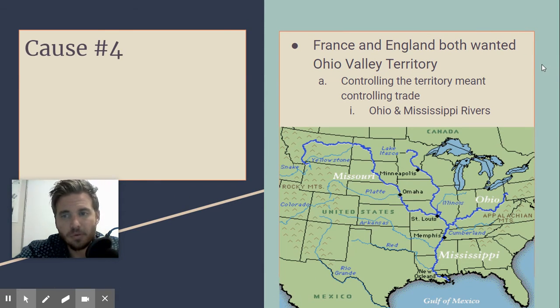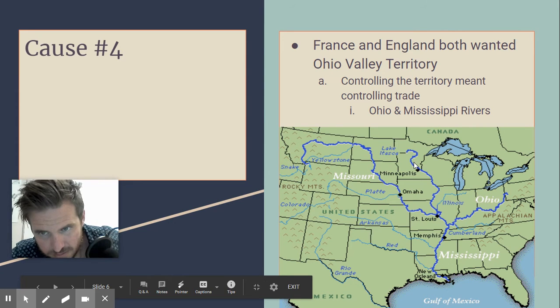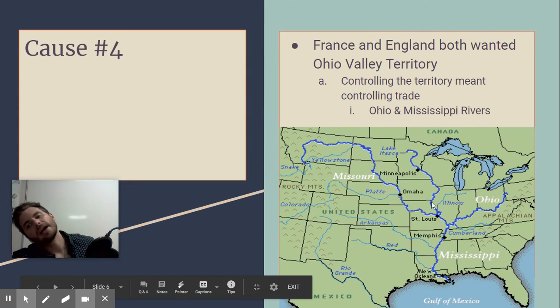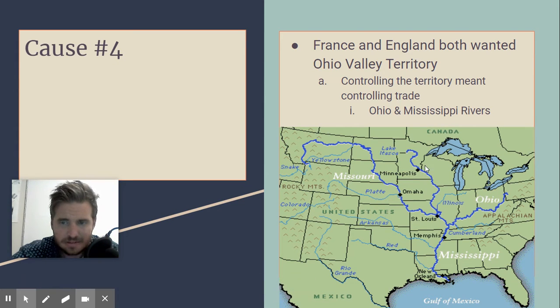Cause number four, they both wanted the Ohio Valley Territory. The Ohio Valley Territory, we're talking about this right in here. This gives them control of the Ohio River, which also gives control of the Mississippi River. And the Mississippi River is the longest river in the United States. It helps with trade.